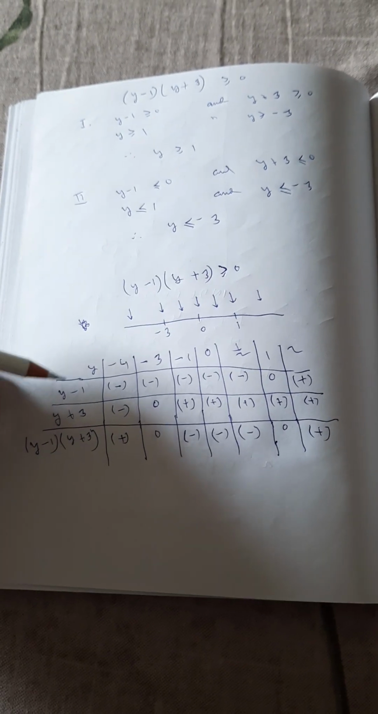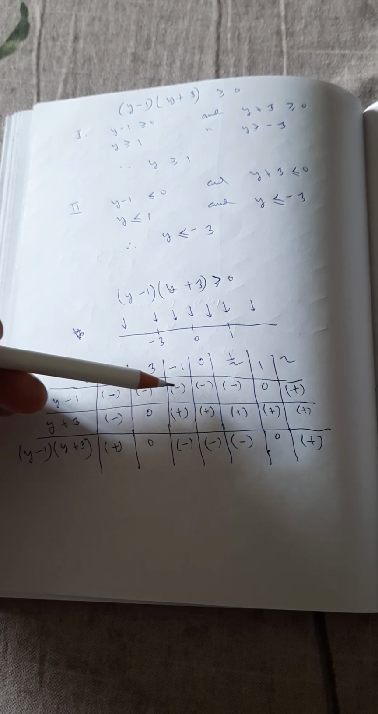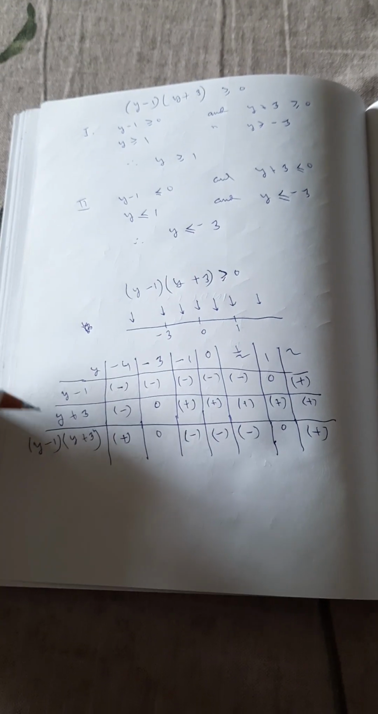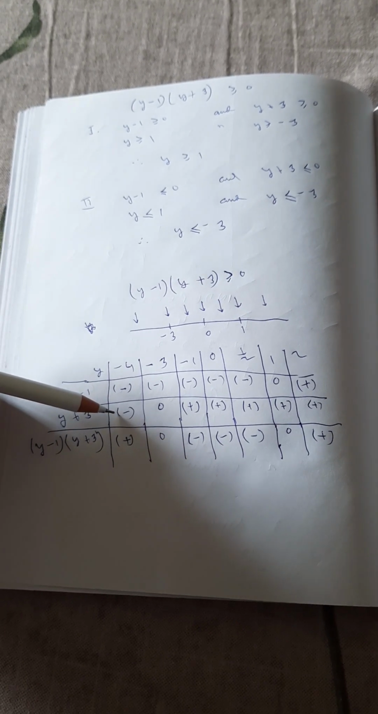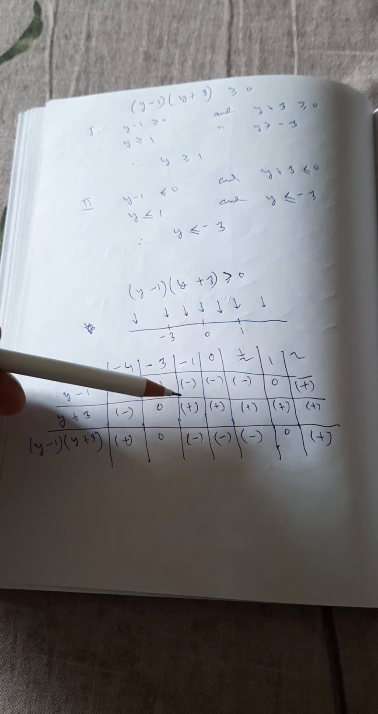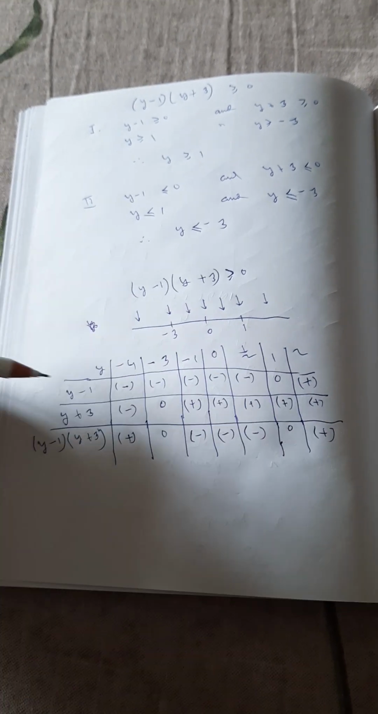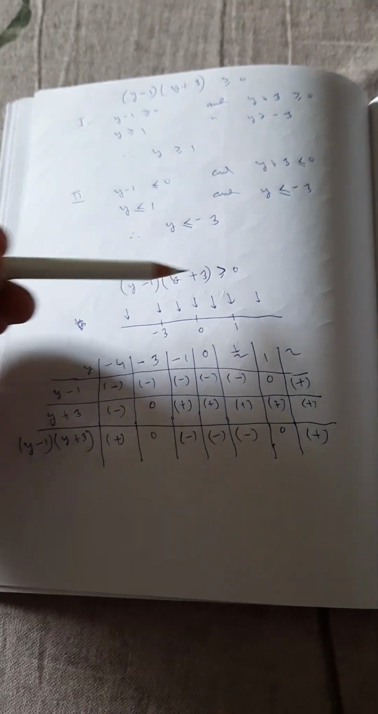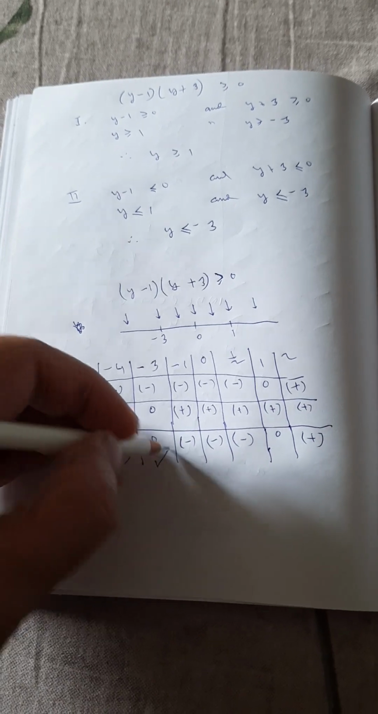So the value of y minus 1 for y equal to minus 4 is negative, and it stays negative, negative, negative until here it is 0, and here it is positive. And for y plus 3, y equal to minus 4 is negative, y equal to minus 3 is 0, and then positive, positive, positive, positive. So if we multiply these two now, here we get a positive, which is what we require. So this is correct. Here we get a 0, this is correct.